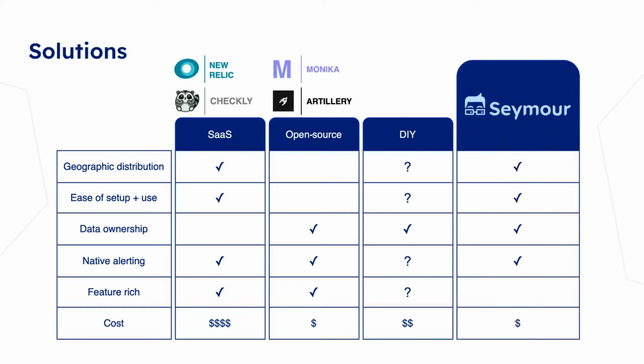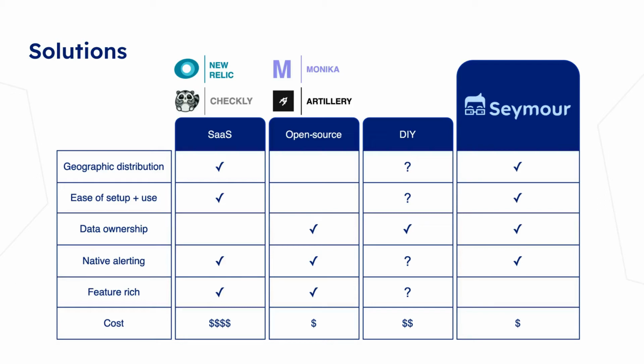This brings us to Seymour. Having surveyed available active monitoring solutions, what we found was lacking was an open source, self-hosted, easy to configure option that allows running tests from globally distributed locations. And that is why we built Seymour. Seymour has geographic distribution. Users can configure tests originating in 22 global locations.